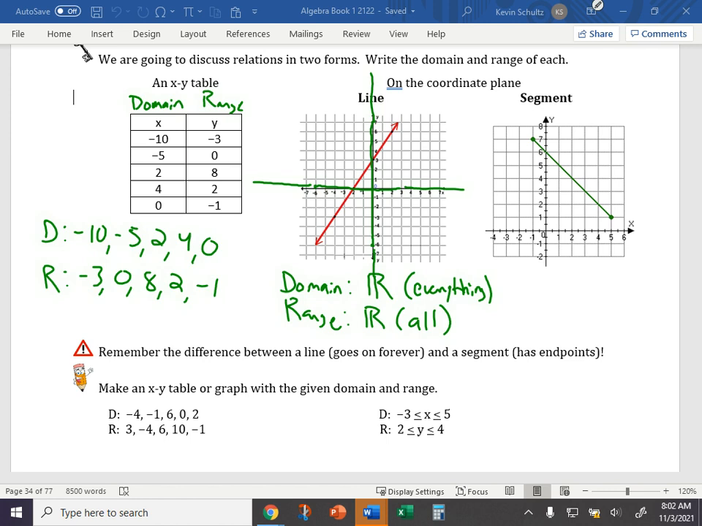So looking at the domain of this segment, what x values were studied here? What x values were recorded on this graph? Kind of where does it start on the x? What's our lowest x value? And then what's our highest x value? Catherine?